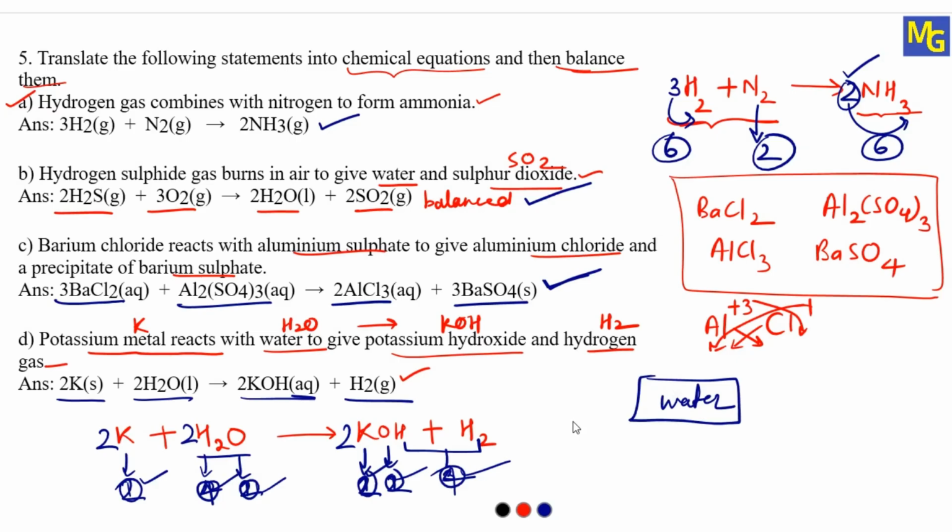If you practice the reactions, it will be easy to balance any type of reaction. So try to write the reaction first and then try to balance it on your own. Practice it first, and after practicing, then you see the correct answer. It will help you to balance any type of reaction. So this was the answer for question number 5.